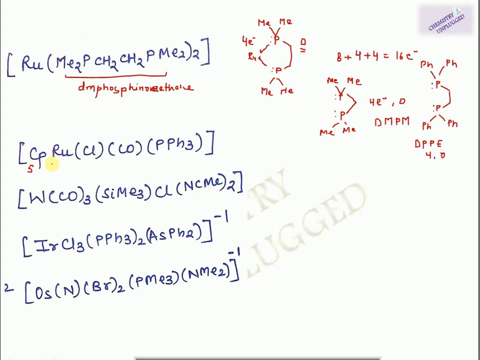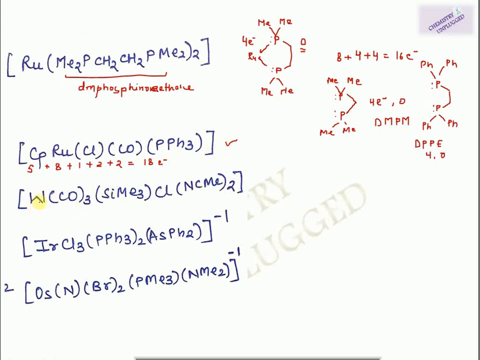Ruthenium belongs to the iron family, so it will provide 8 electrons. Then 1 by Cl, 2 by CO, and 2 by PPh3. So the total will be 18. So this one is following the 18 electron rule. This is correct. Then we have tungsten.